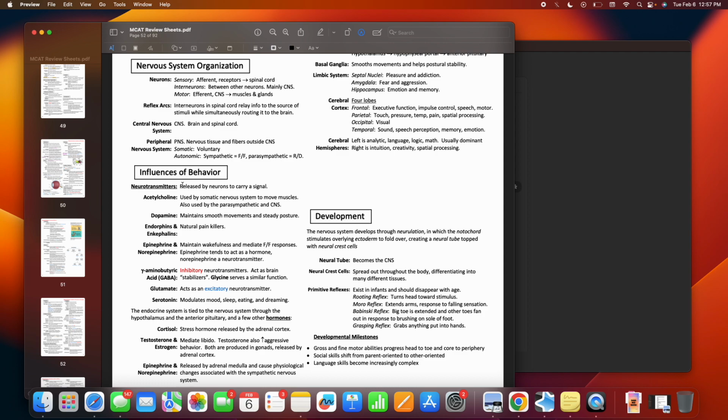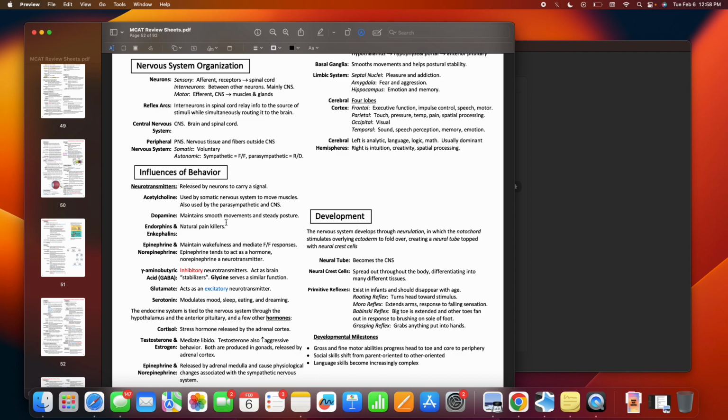These are released by neurons to carry a signal, and acetylcholine is a famous one. It is used by the somatic nervous system to move muscles, also used by the parasympathetic and CNS. So somatic is the voluntary control part of our muscle movements, and also in parasympathetic and CNS it's used.